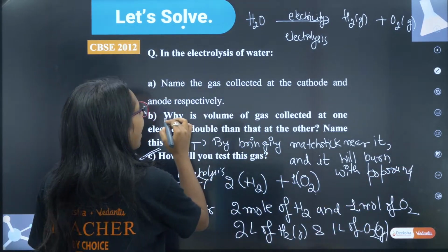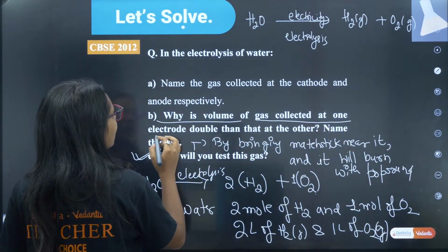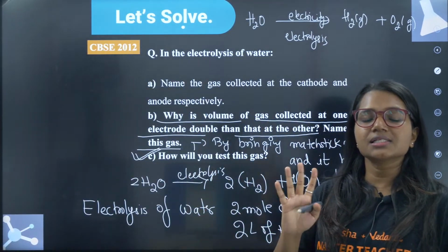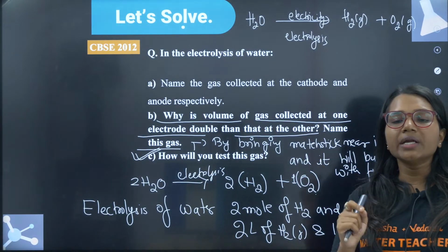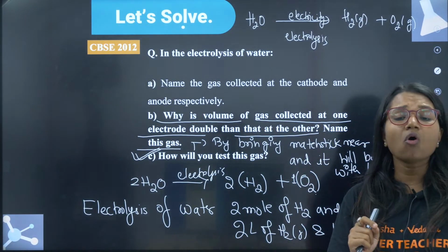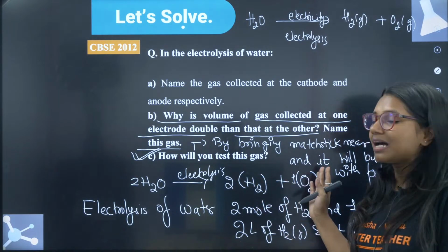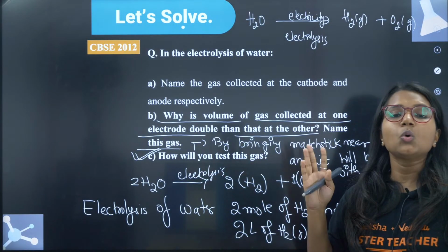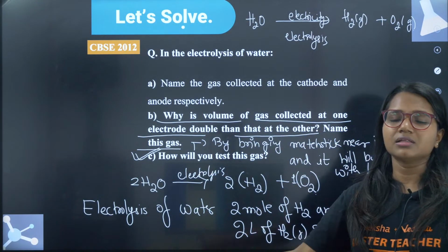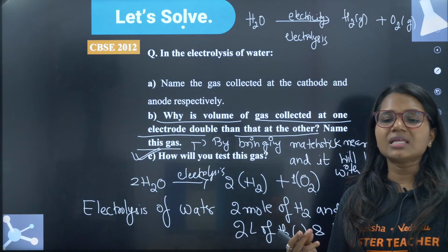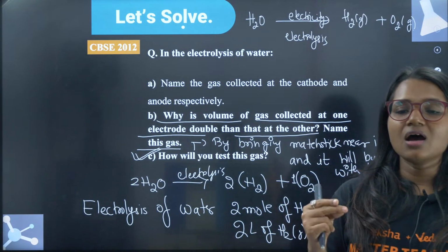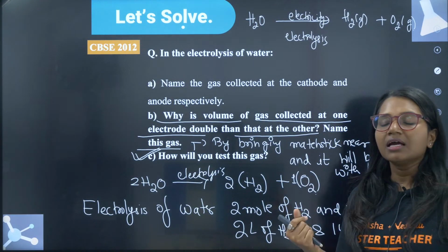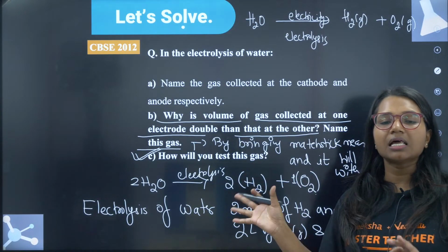Okay. Why is the volume of gas collected at one electrode double than the other? Name this gas. Which one is double in the amount when we are doing the electrolysis of water? Can you tell me, guys? Quickly give me the answers. Tell me, guys, whose amount is double?